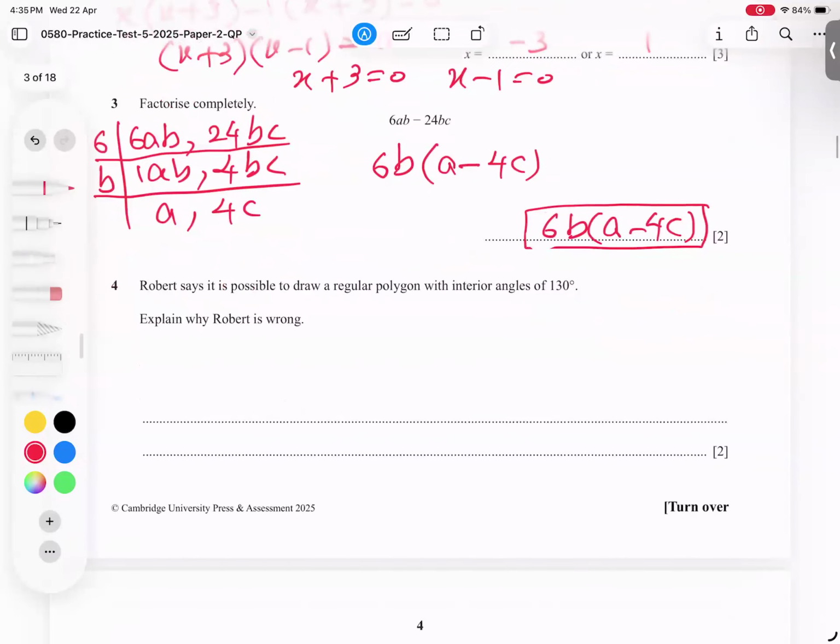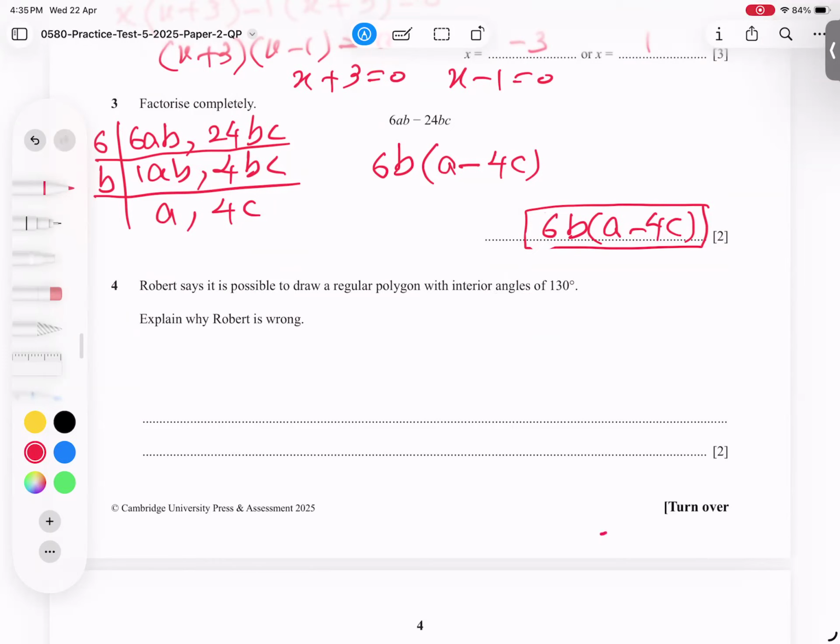Question number 4. Robert said it is possible to draw a regular polygon with an interior angle of 130. He's asking us to explain why Robert is wrong. Okay, let's see now. If the interior angle is 130 degrees, so what is the exterior?